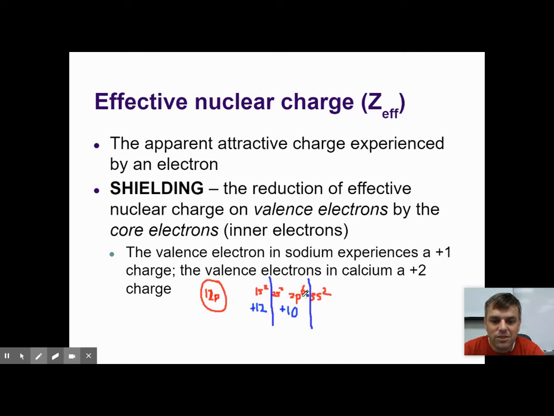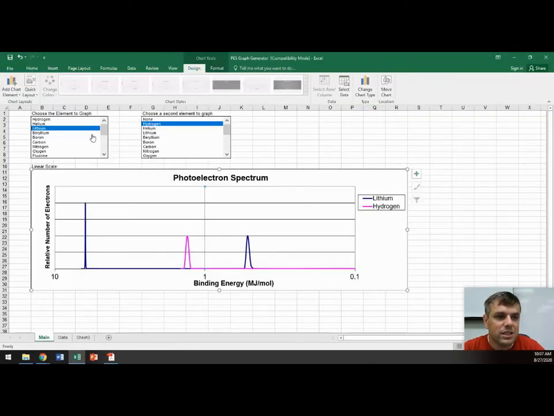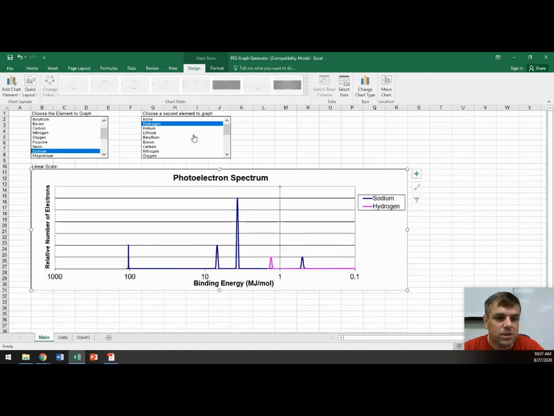And then these valence electrons have 6, 7, 8, they have 10 electrons between them and the nucleus. So they're experiencing a plus 2 effective nuclear charge. They're experiencing twice the charge. So based off of Coulomb's law, that explains why it is more difficult to remove electrons from magnesium than from sodium. And if we go back to our little spreadsheet here, if we pull up sodium, sodium is in blue, and then we pull up magnesium in pink, you can see that the electrons in magnesium, those valence electrons, have a higher binding energy because they're experiencing twice the nuclear charge of a sodium atom.